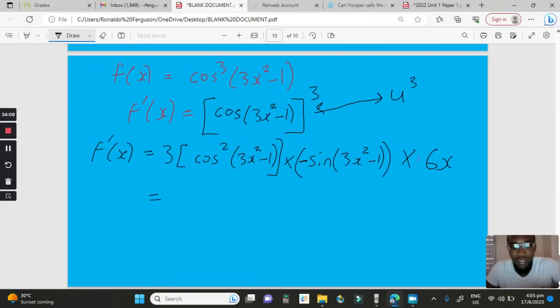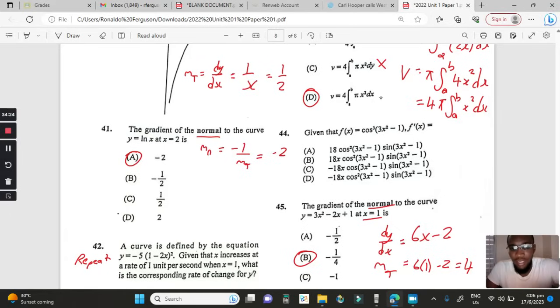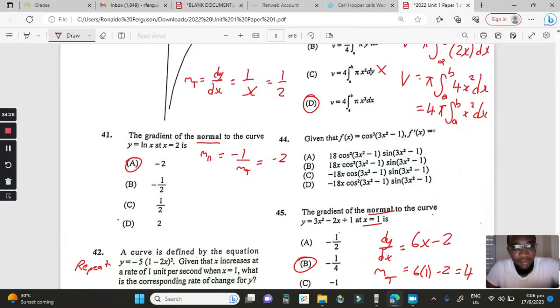3 times minus 1 times 6, that's negative 18x, cos squared of 3x squared minus 1 times sine of 3x squared minus 1. That's the answer. So we're looking for negative 18x, so A and B are out already. Then we're looking for cos squared. Here it is, D.